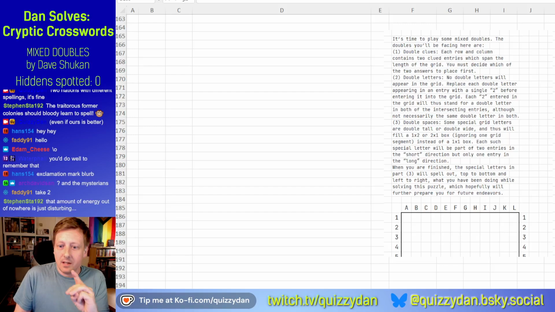Double spaces. Some special grid letters are double tall or double wide and thus will fill a 1x2 or 2x1 box, ignoring one grid segment. So this could be 1 letter or that could be 1 letter. Each such special letter will be part of 2 entries in the short direction, but only 1 entry in the long direction. Yeah, that's fine.